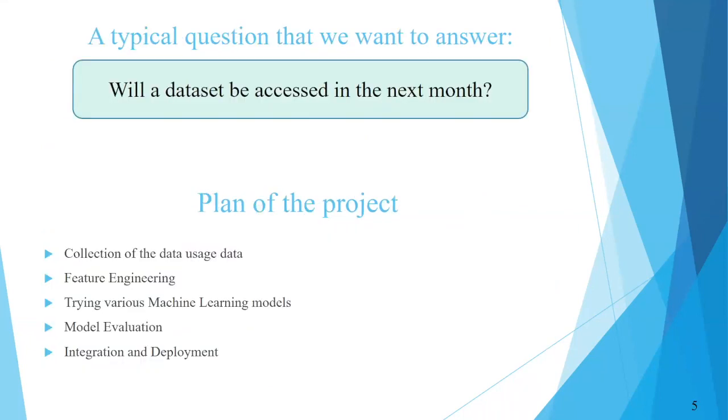A typical question that we want to answer is, will the data set be accessed in the next months? And to answer this question, we need to take data. Data should include which data sets are accessed, when they are accessed, the frequency of accesses, etc. This data will serve as a training set for our machine learning models.